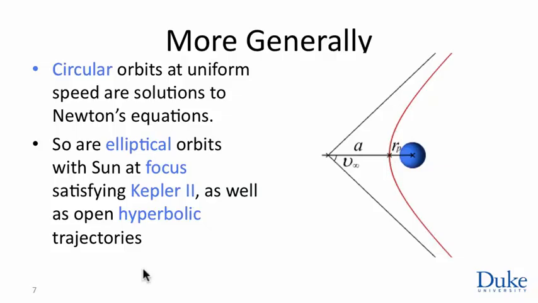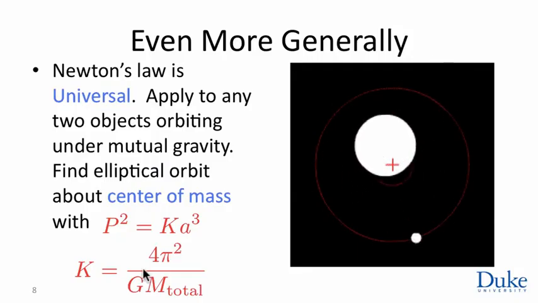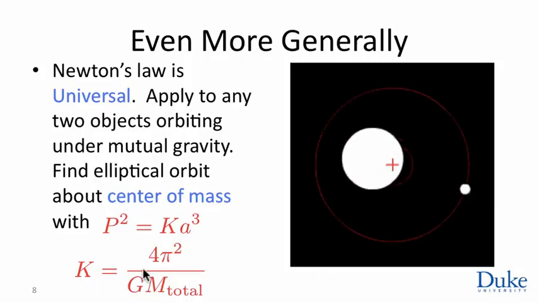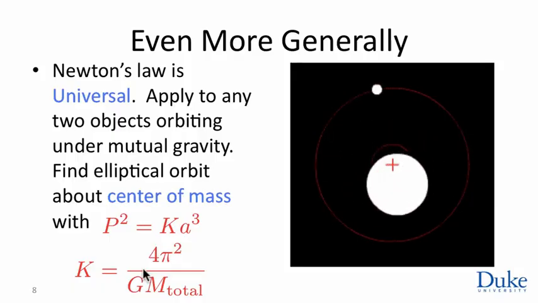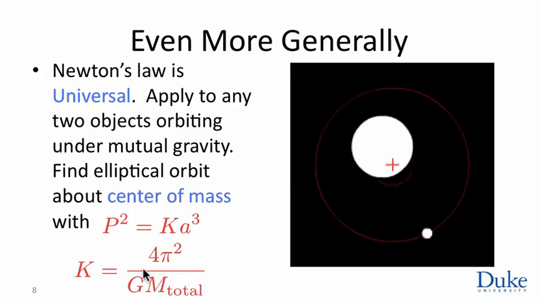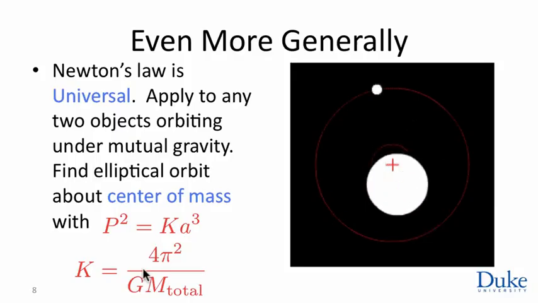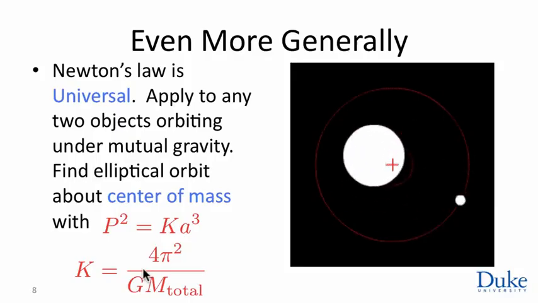So this is very nice, but it gets even more general than that. Newton's law is universal, so it'll apply to any two objects that are orbiting under the mutual gravity. A little more work shows that we've been a little bit cavalier. We sort of assumed that the sun was stationary and the earth orbiting it, or the earth stationary and the moon orbiting it. You should have known that there's something wrong there, because if the moon is accelerating towards earth due to the earth's gravitational attraction, then the earth must be accelerating towards the moon due to the moon's gravitational attraction. Of course, the acceleration of earth is less than that of the moon because the earth is more massive, and this is sort of the situation here.